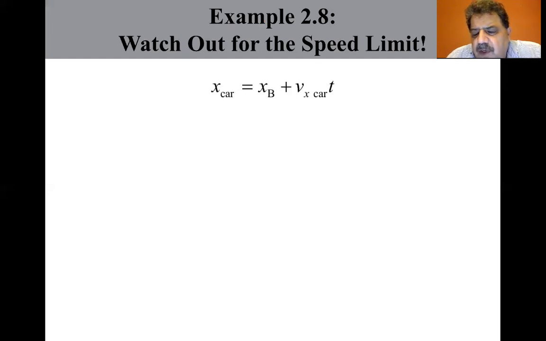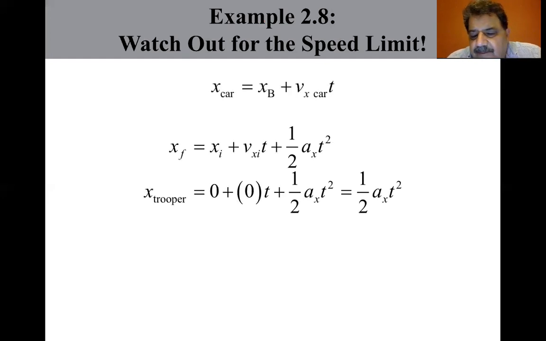The trooper starts from rest at t equals 0 and accelerates at ax, 3 meters per second squared, away from the origin. Use this equation to give her position at any time. So you use x final equals x initial plus vxi t plus 1/2 acceleration times time squared. The trooper's initial position is 0. Her initial velocity is 0. So all she has is the acceleration, 1/2 a t squared.